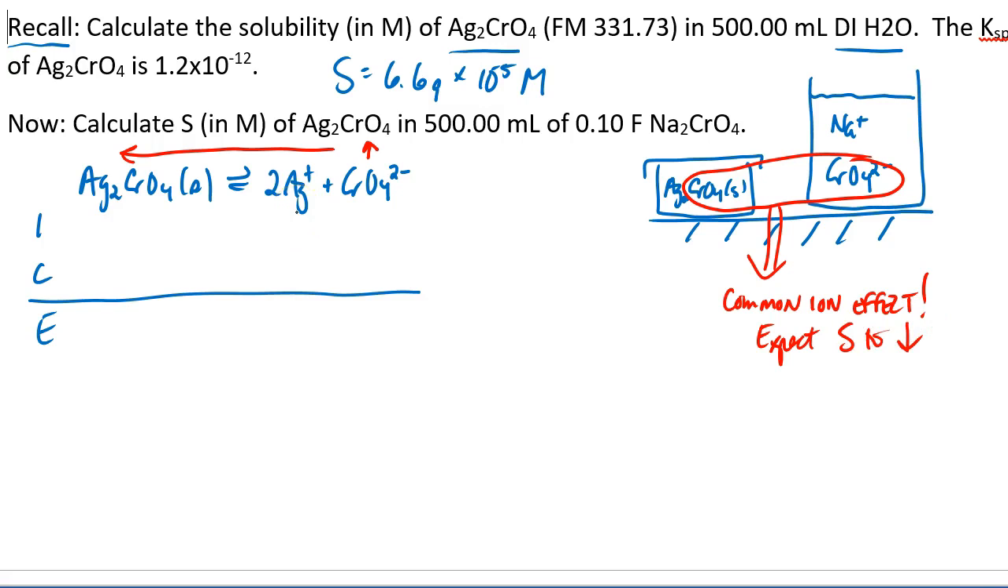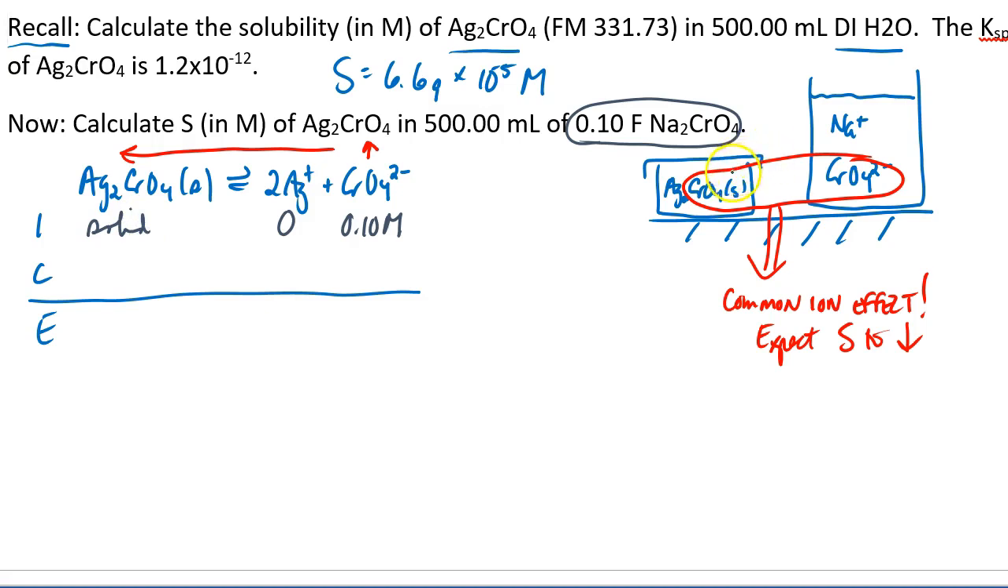So let's describe our initial conditions again. Do we have any silver in this beaker? No, that's because we haven't done anything yet. But do we have any chromate in this beaker? Yes, we do. We have chromate from the sodium chromate, and its concentration is 0.10 molar. Again, I'll just write the word solid for silver chromate.